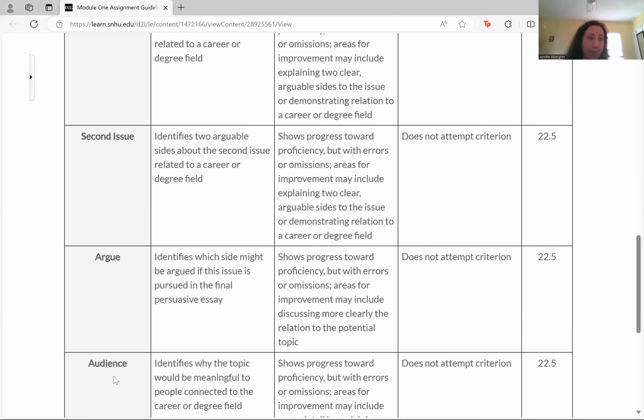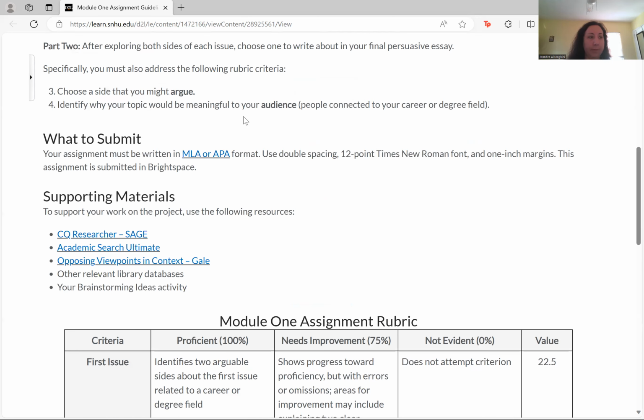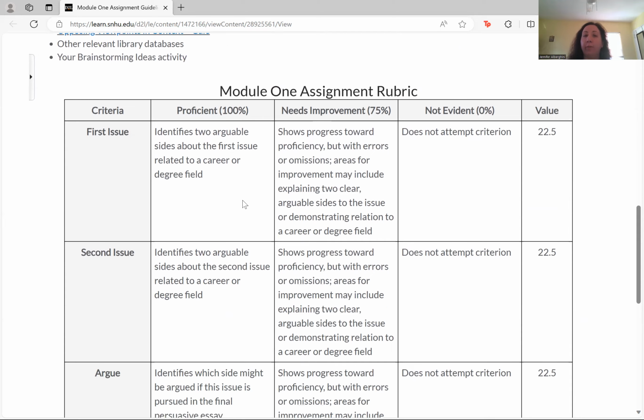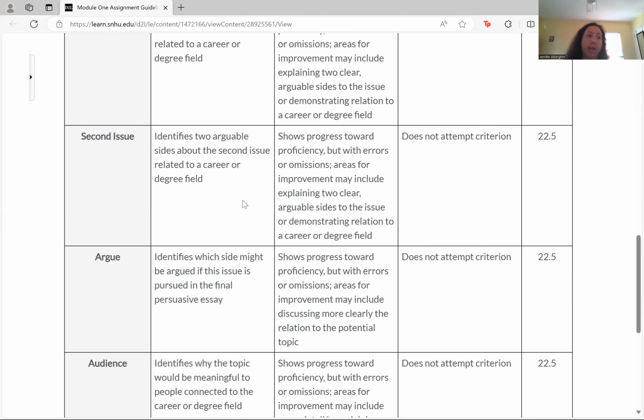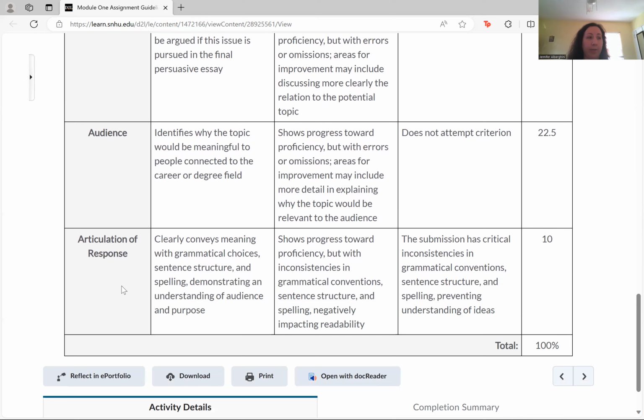And next we have audience, which again corresponds to the fourth question in the prompt. Who are you writing for and why do they care? This will give you a motive or purpose for your ultimate argument, the so what, if you will. I'll explain that in another video. And finally, the only criterion that does not relate directly to a question, articulation of response. This is that your paper is clear to understand, proofread, properly cited, and so on.